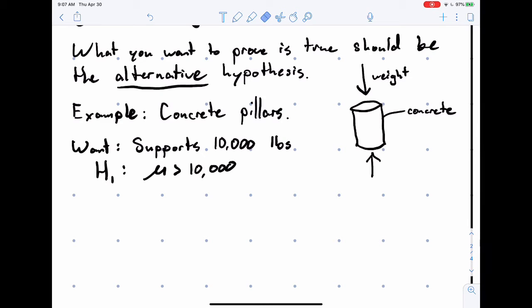So working backwards from there, you want your H naught, your null hypothesis, to be that mu is less than or equal to 10,000 pounds. So in this way, we kind of work backwards to get what we want. Then you do your experiments, you crush a bunch of pillars, and hopefully you can show what you intended to show. But if you can't, you've still learned something, right? You can still draw confidence intervals about how much it supports and that sort of thing. So even if you didn't get your original goal.